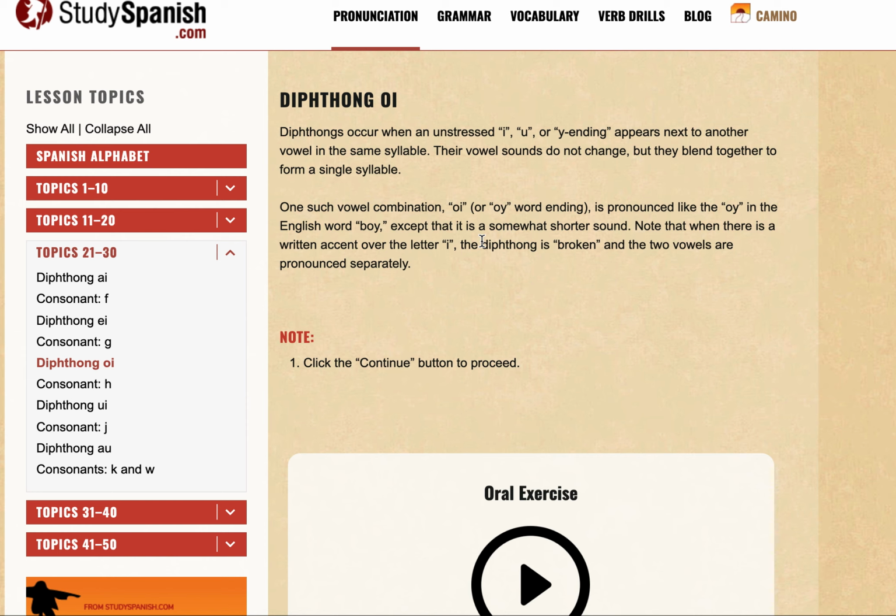Note that when there is a written accent over the letter I, the diphthong is broken and two vowels are pronounced separately. So, from what I read, if you've been following the lessons in the series, you would see that this particular sentence right here is similar for diphthongs having an I combination. So whenever there is an accented I, you split. I mean, in terms of the pronunciation, right? So the vowels are pronounced separately. Otherwise, they are blended together to form a single sound.